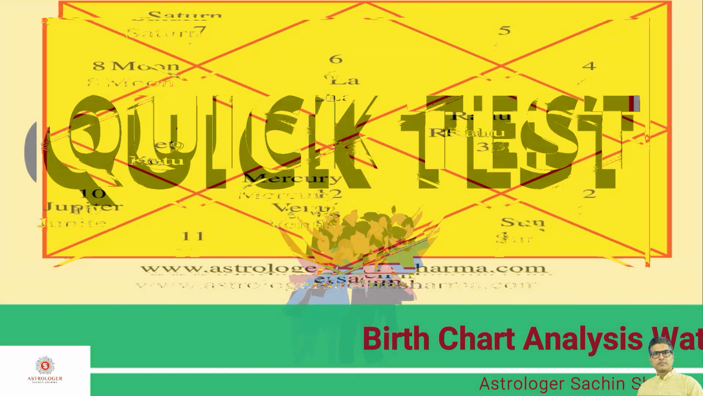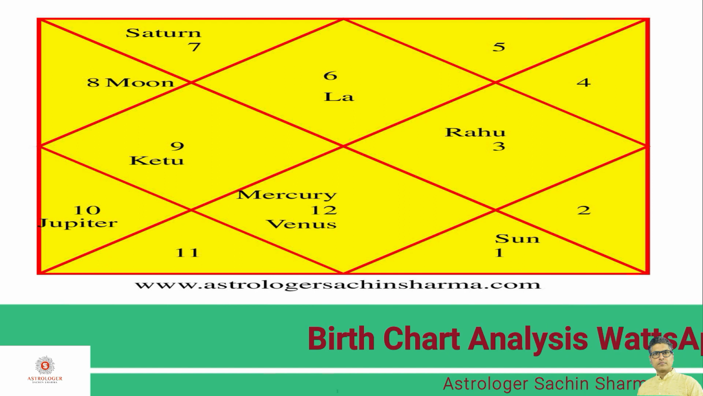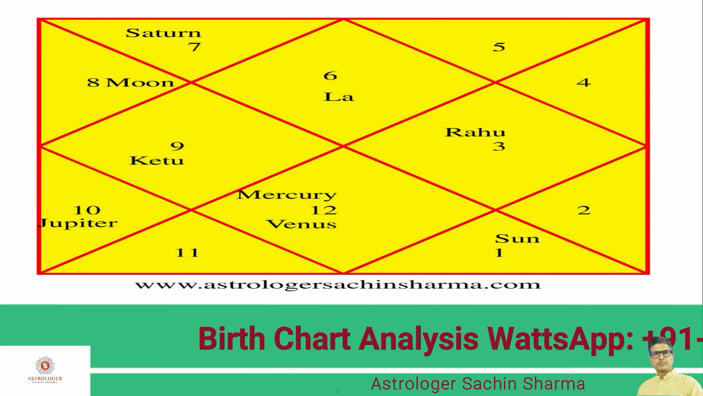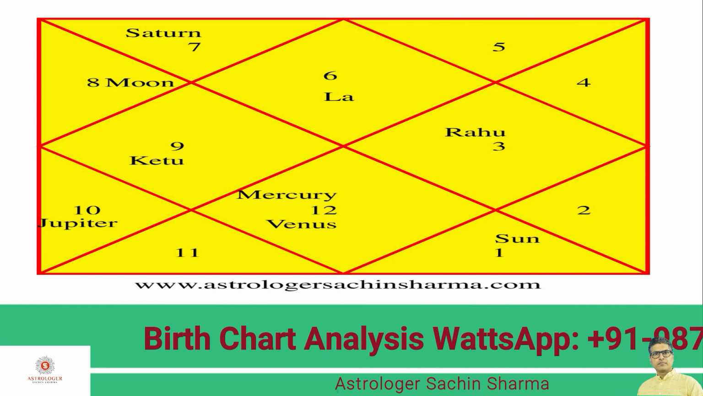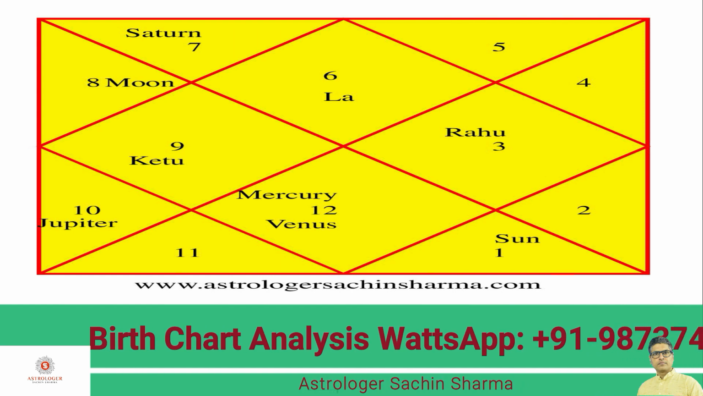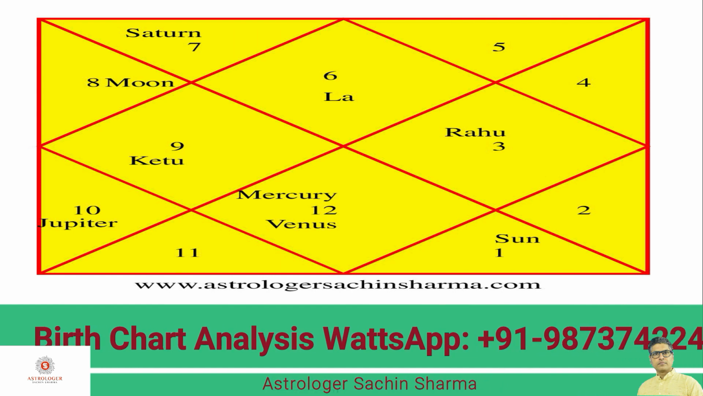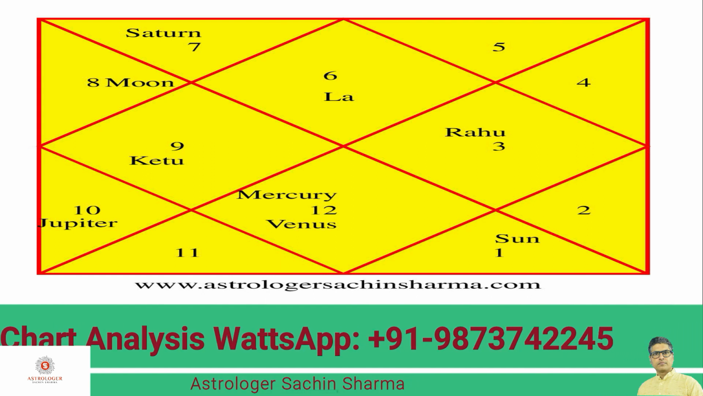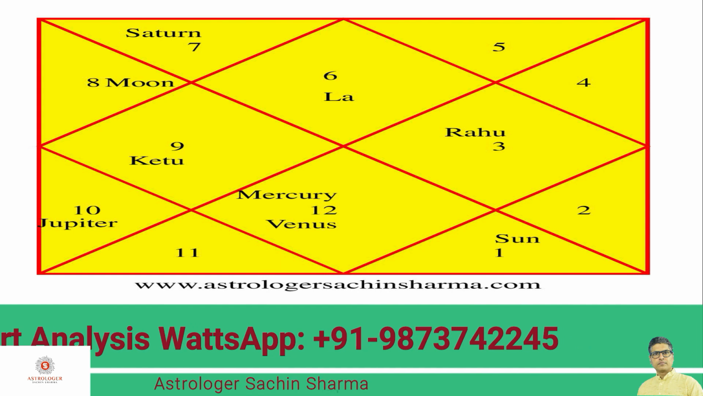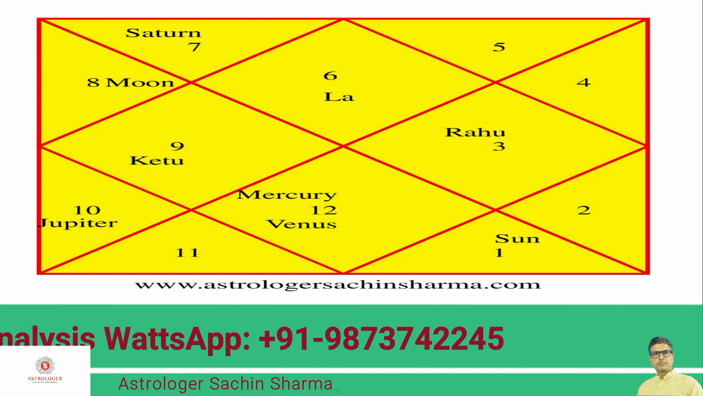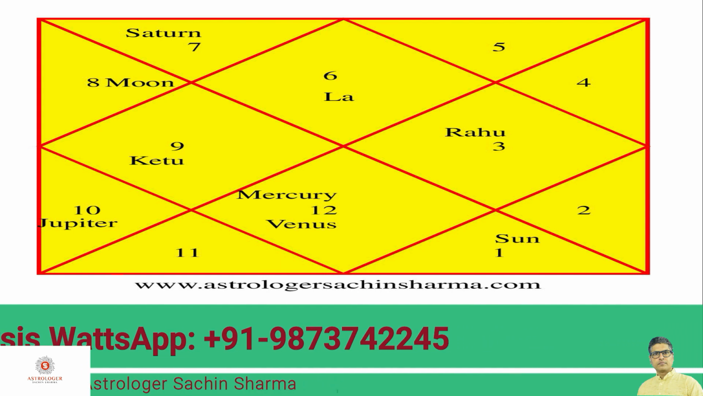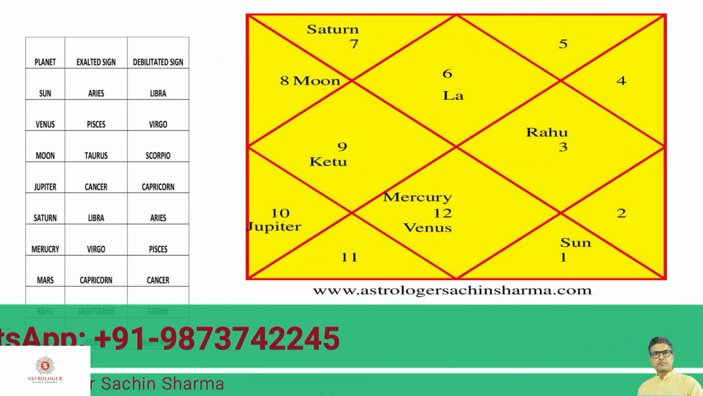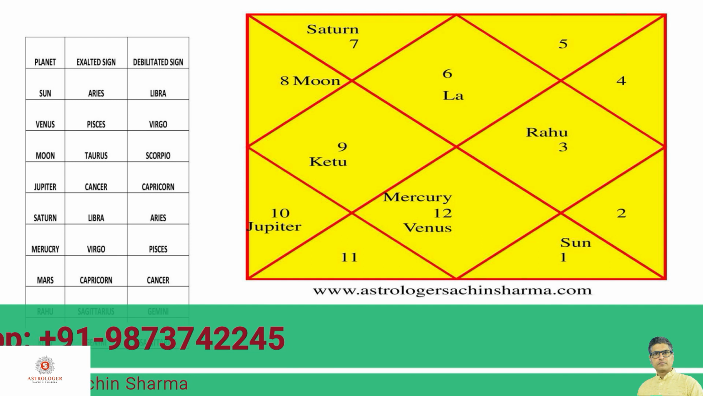So here is the birth chart in which you can see various planets are placed in different houses. You have to pause the video here and take a note of the planets which are placed in the debilitated sign, which are placed in the exalted sign, and after writing all the details of these planets, restart the video and check your answers. For your reference, a table is there so that we can quickly check our answers.